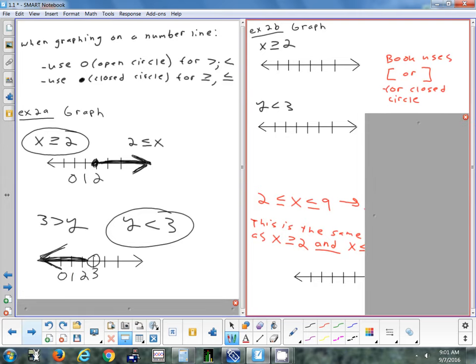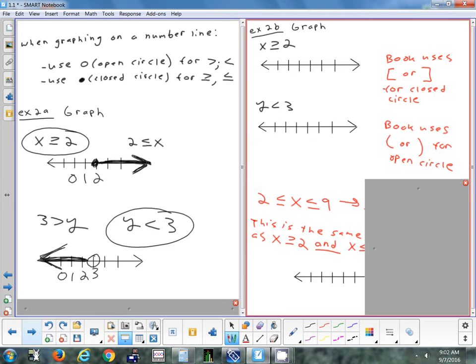Now, there is a different symbol besides using an open circle and a closed circle. Okay, our book is going to sometimes use brackets and parentheses. It means exactly the same thing, just a different way to do it. Anytime you see brackets, brackets are the same thing as closed circle. Anytime you see parentheses, a parenthesis is the same thing as an open circle. So I'm going to do the same two problems again. I'm just going to show you a different way to do it.